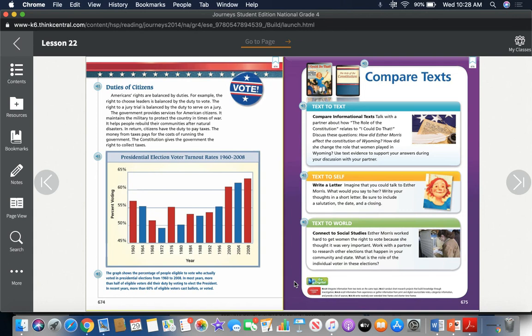This is a chart that shows the presidential election voter turnout rates between 1960 and 2008. The graph shows the percentage of people eligible to vote who actually voted in presidential elections from 1960 to 2008. In most years, more than half of eligible voters did their duty by voting to elect the president. In recent years, more than 60% of eligible voters cast ballots or voted.